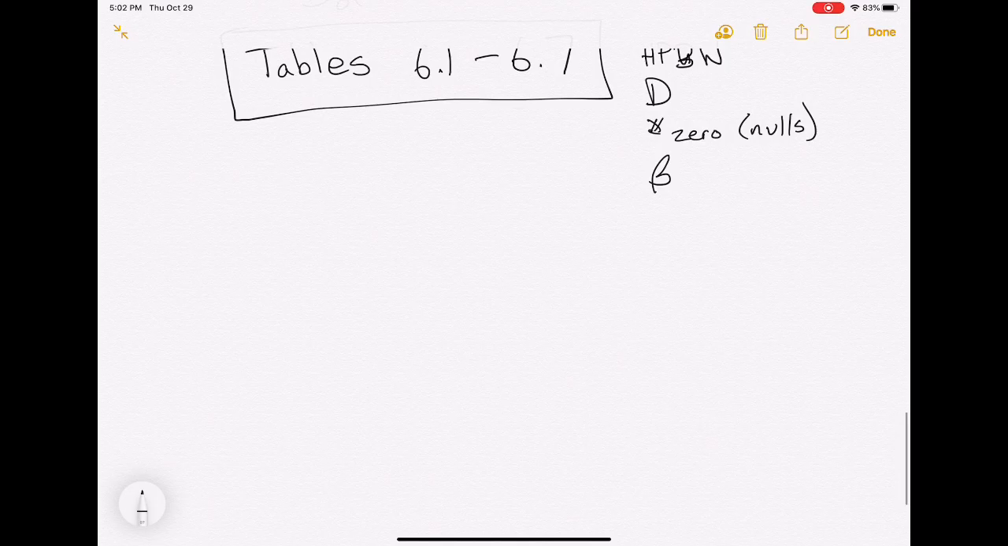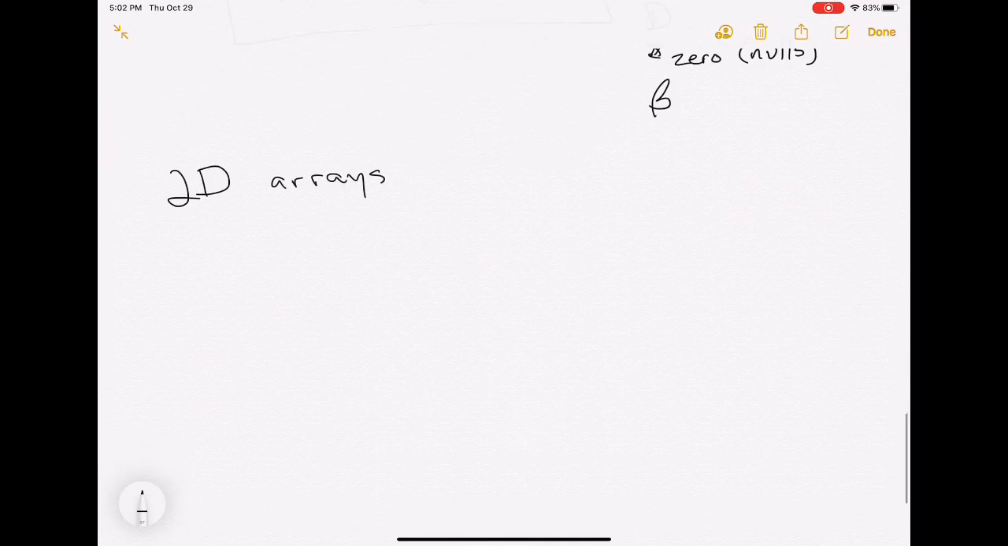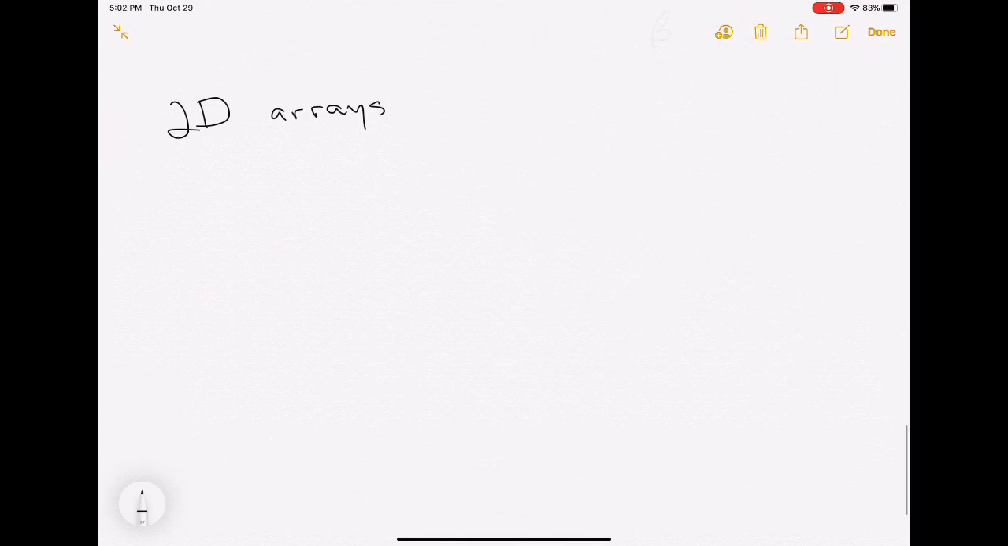All right, the last topic for today is going to be 2D arrays. Simple conceptual explanation of how 2D arrays work. We've talked about uniform linear arrays. You can have a uniform linear array that's this way.